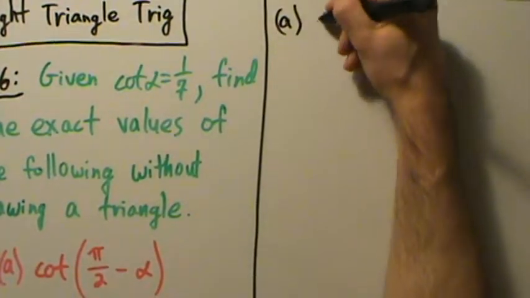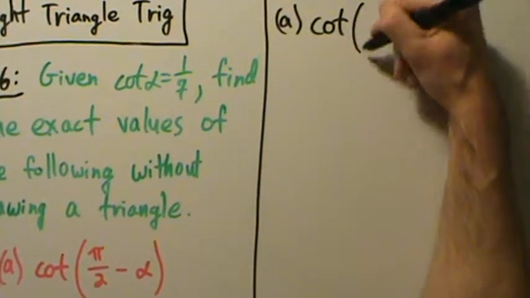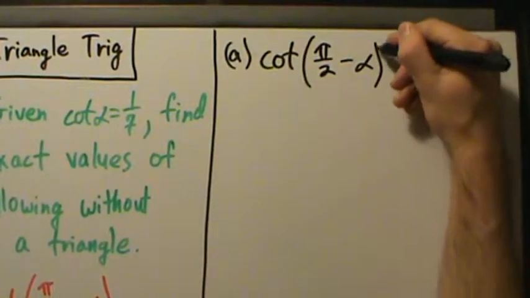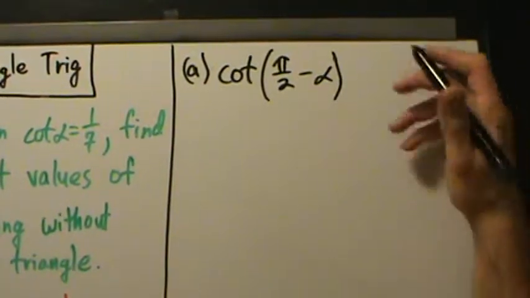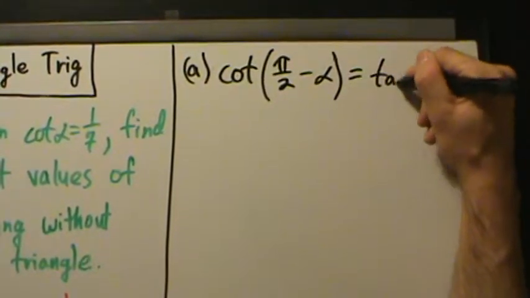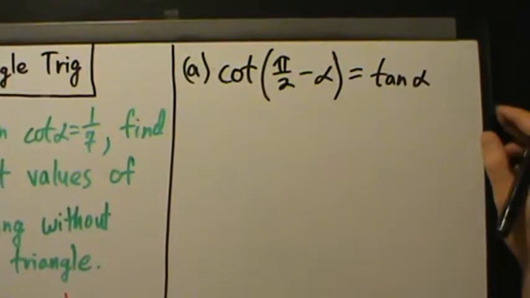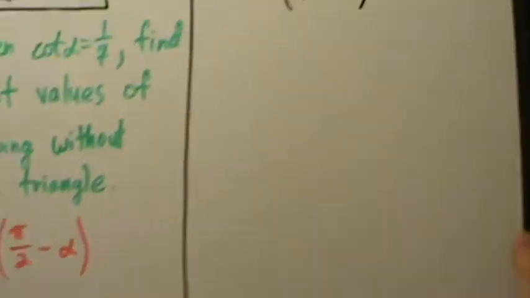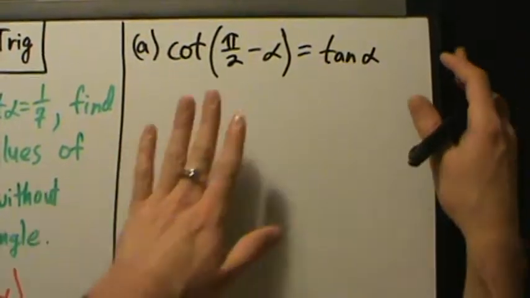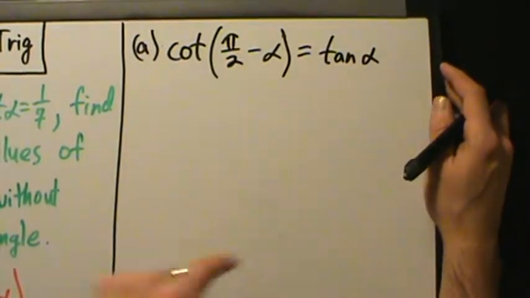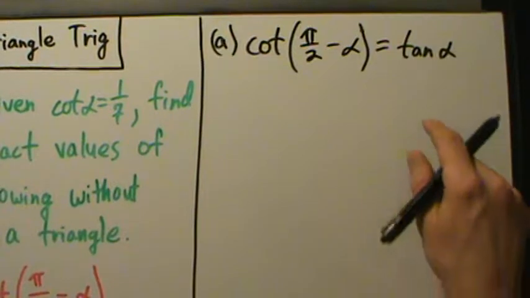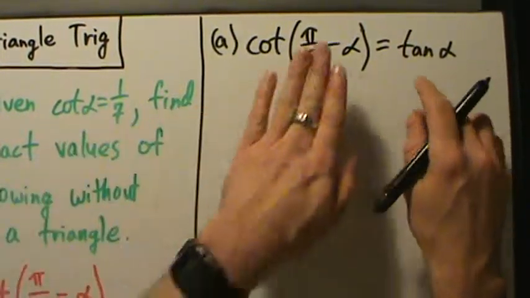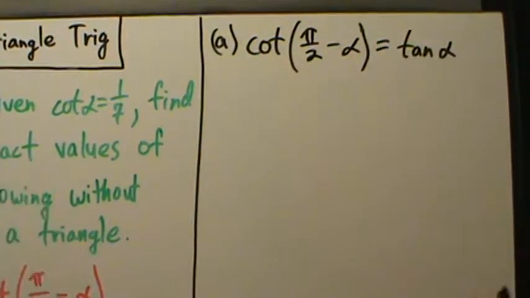So part A, we want the cotangent of pi over 2 minus alpha. The complementary angle theorem tells us that this equals the tangent of alpha. Well, we don't really know tangent of alpha, right? All we know is the cotangent. Can we relate these to each other some other way besides this identity? Yeah, there is another way.